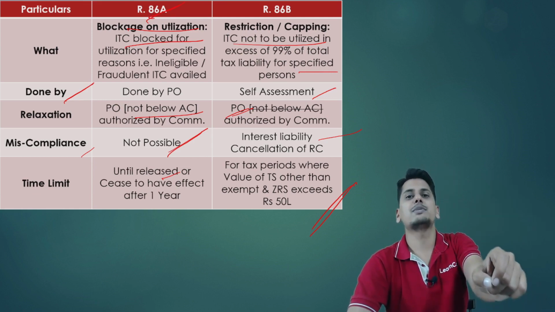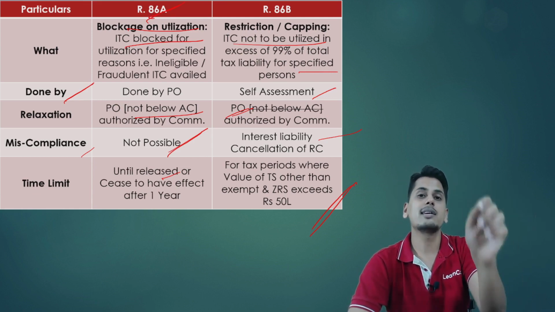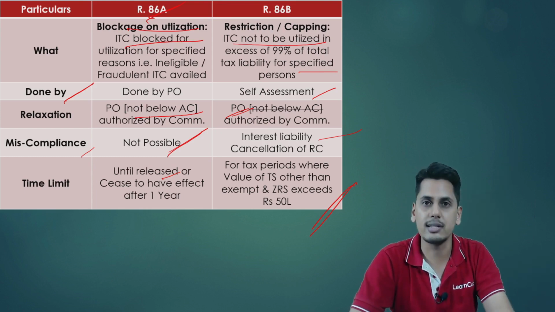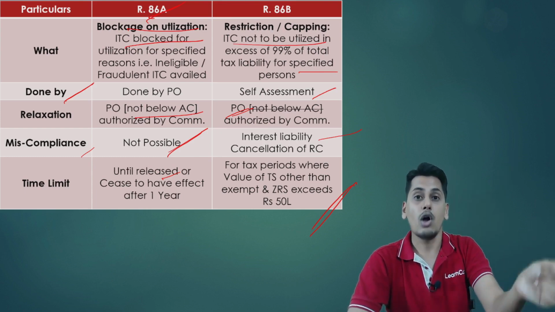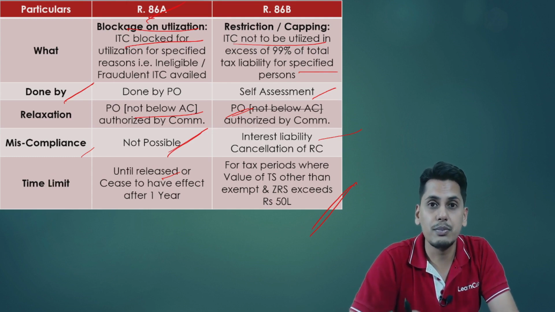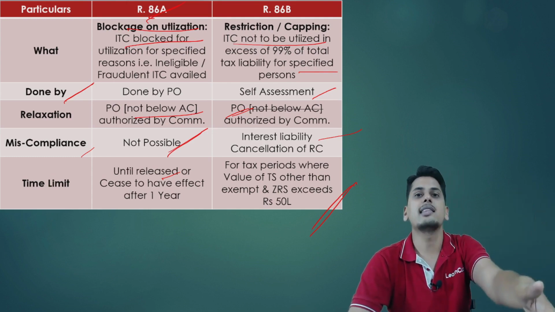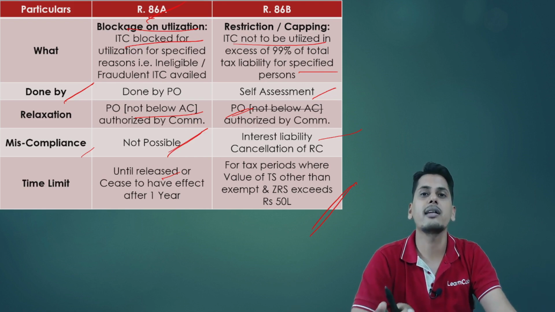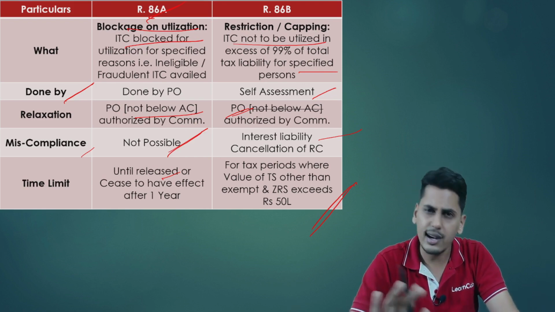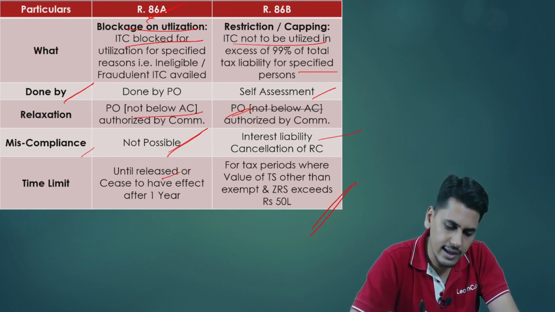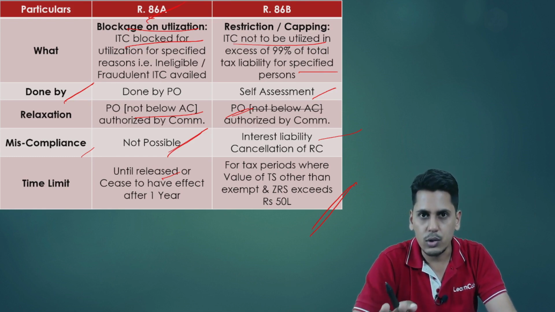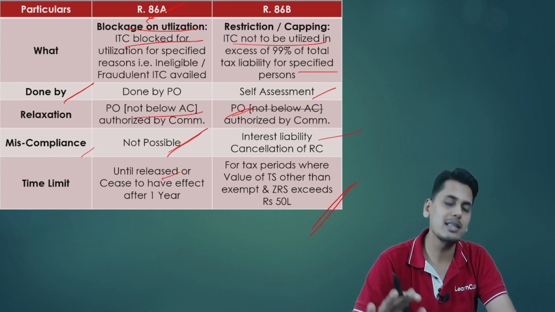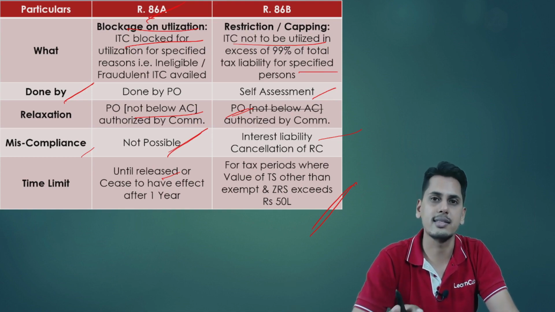For all those tax periods where your turnover has exceeded the threshold, where the value of taxable supplies other than exempt and zero rated supplies has exceeded 50 lakhs, for all those tax periods 86B is applicable to you unless you are covered by the specific relaxations which are there in Rule 86B. Unless you are covered by those relaxations, 86B is applicable to you. There is no outer time limit which is available. So these were the minute differences between Rule 86A and Rule 86B.